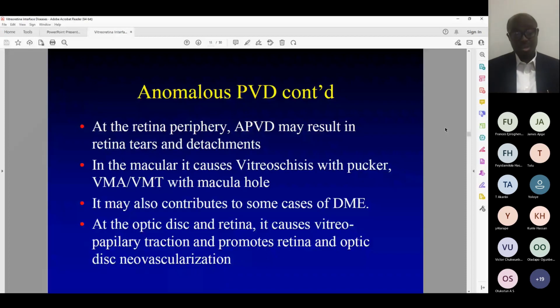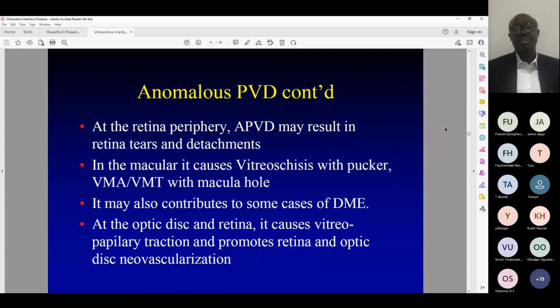It happens because there's a detachment of the posterior vitreous, and in this detachment, areas of adhesion may become torn, and the vitreous, which is now liquefied, passes through this tear, leading to retinal detachment. In the macula, it causes vitreoschisis that may lead to a PACA, a VMA, VMT, or a macular hole formation. It may also contribute to some of the cases of diabetic macular edema.